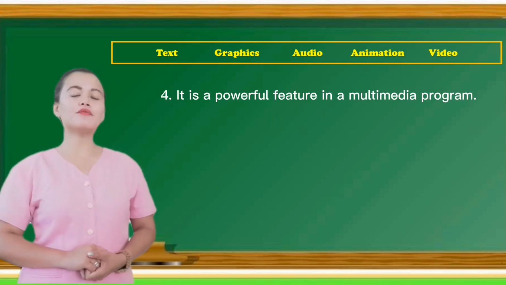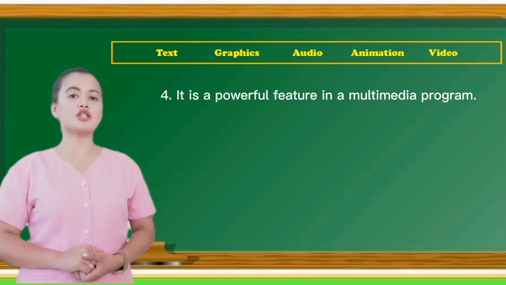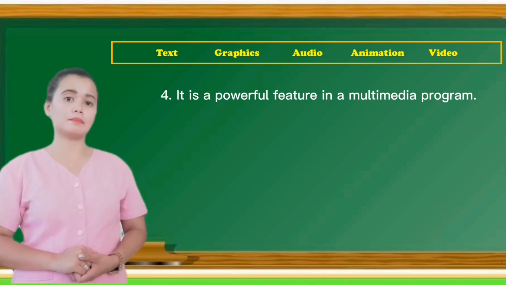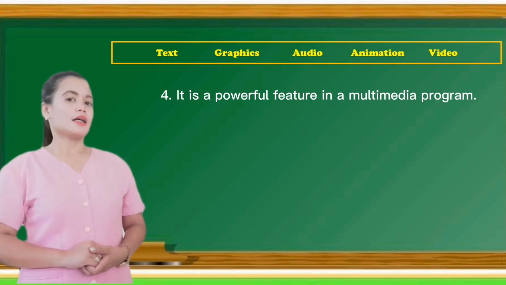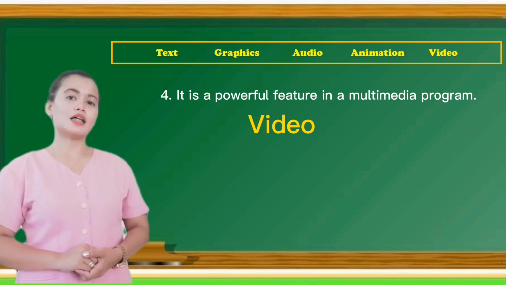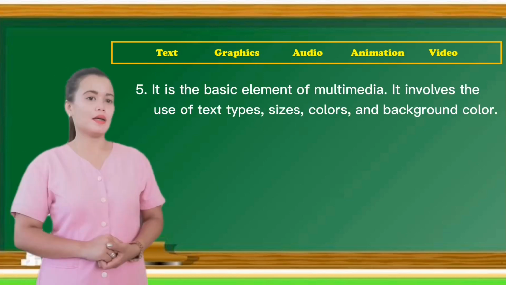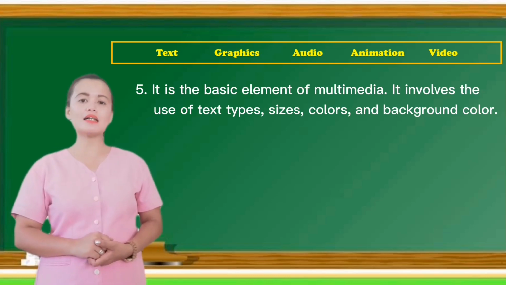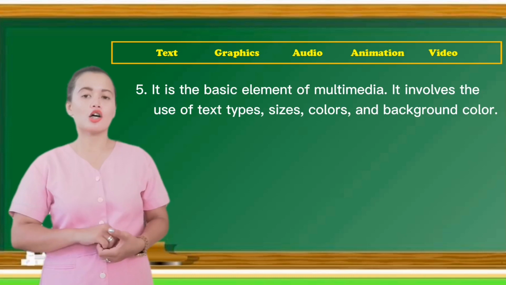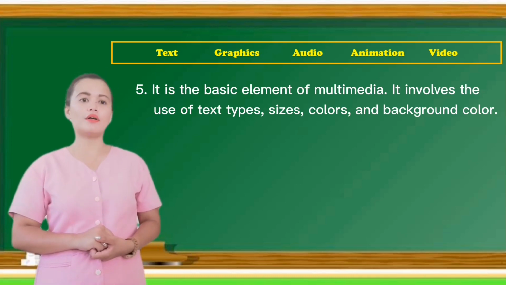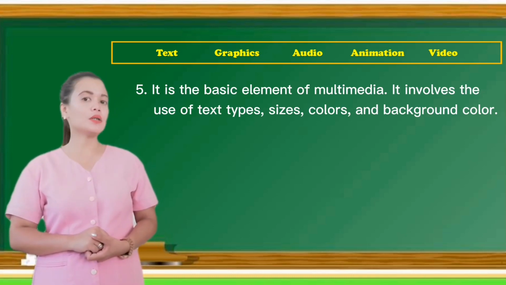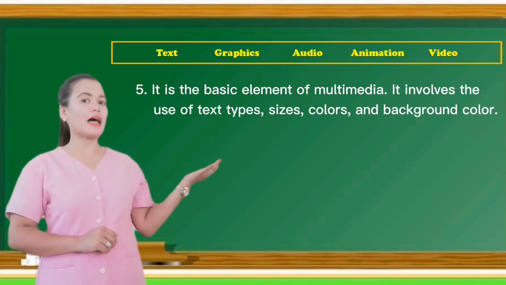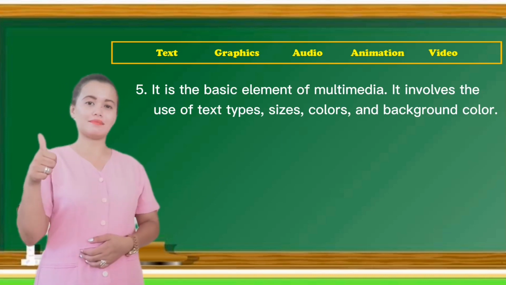It is a powerful feature in a multimedia program. What element of multimedia is being described? If you answered video, you are correct. It is a basic element of multimedia. It involves the use of text types, sizes, colors, and background color. What element of multimedia is being described? If you answered text, you are correct.